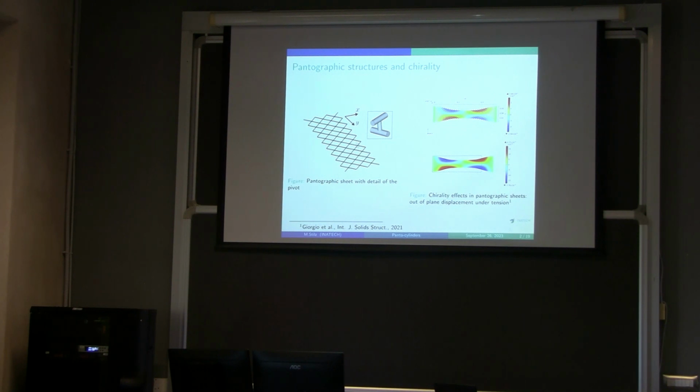Because of this structure, this offset between the two layers, these sheets possess a kind of handedness. So they are chiral in a sense, even though the structure itself is not chiral, the sheet becomes handed. As has already been shown by Dr. and colleagues, there are chirality effects in extension of pantographic sheets. This was a full 3D model, and a continuum model has also been developed which can replicate this behavior.